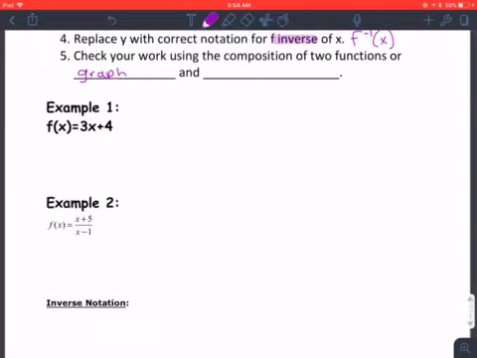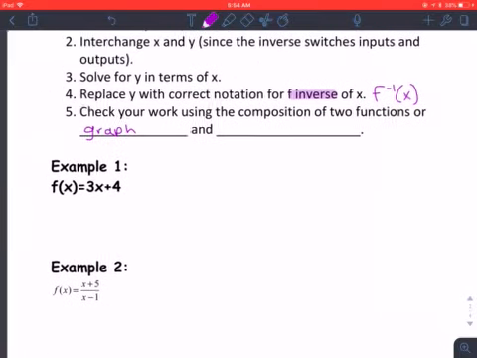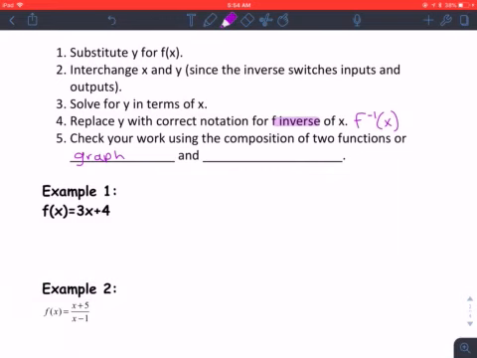Alright, so let's do this first example. I'm going to show you how simple it is. So step 1 is substitute y for f of x. We'll do that in green. So y instead of f of x, so y equals 3x plus 4. Alright, then we're going to interchange x and y, so just switch x and y. So all you're doing, instead of y, you're writing an x. Instead of x, you're writing a y. It's that simple.